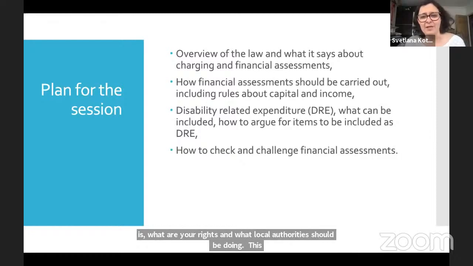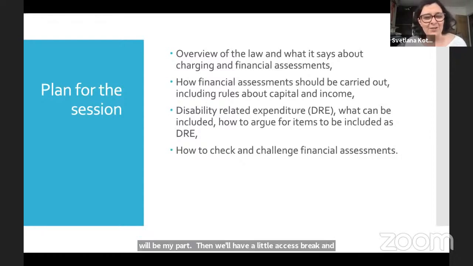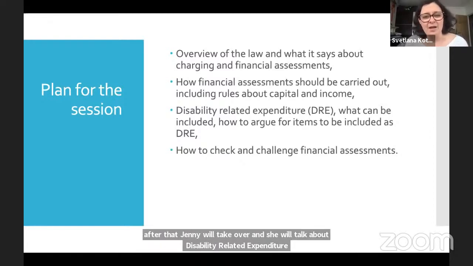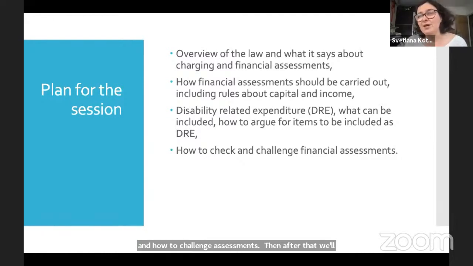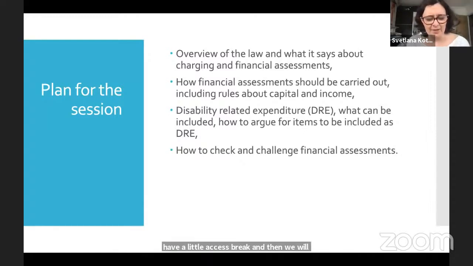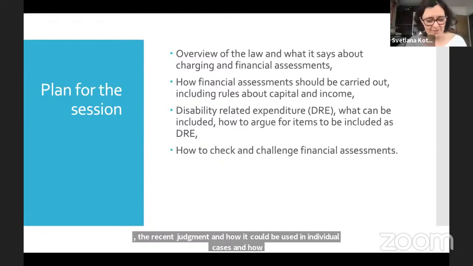Then we'll have a little access break. After that, Jenny will take over and talk about disability related expenditure and how to challenge assessments. Then after that, we'll have another little access break. Then we will talk about the High Court judgment in the SH case, the recent judgment, and how it could be used in individual cases and how it could be used to challenge charging policies.